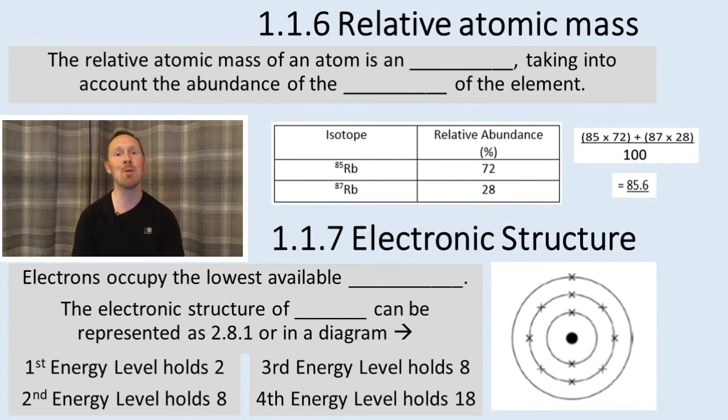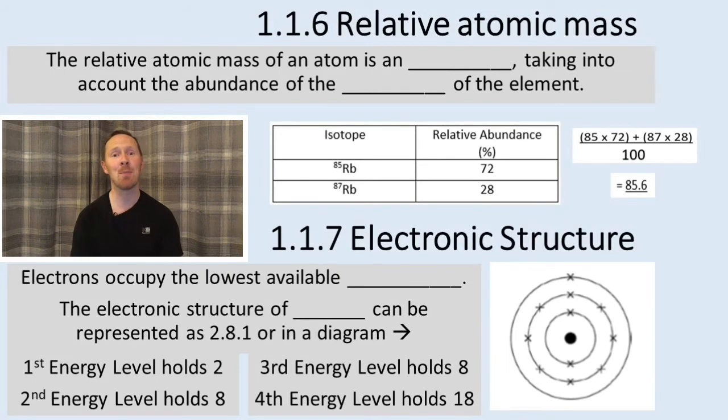Let's consider the example rubidium. There are 2 isotopes in this example for rubidium. We have rubidium-85 and rubidium-87. Let's say it has been calculated that 72% of it is rubidium-85, which means that 28% of it is rubidium-87. The way we calculate it is this. We take the relative atomic mass of the first isotope, 85, and times it by the relative abundance, 72. Then we add it to the relative atomic mass of the second isotope, 87, times the relative abundance of that isotope, 28. And because it's a percentage out of 100, we divide the answer by 100. In this example, we get an average of 85.6.